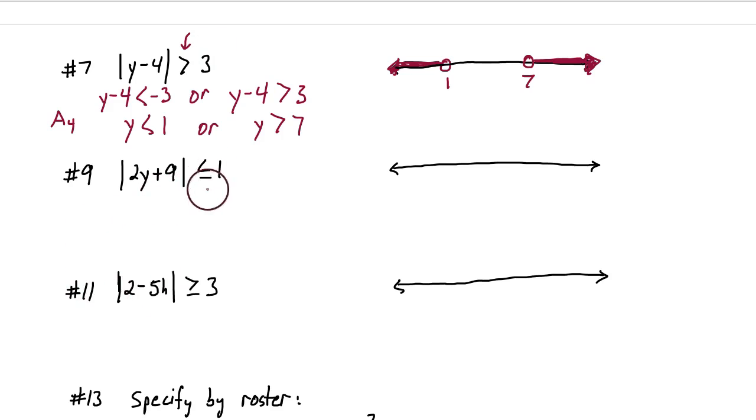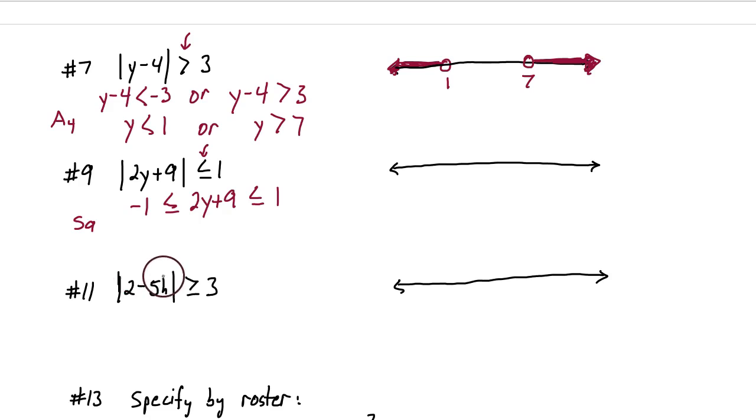Okay, number 9. This has a less than symbol. So to rewrite it, you take the negative of the number on the right, copy down that less than or equal to, put the expression that was in the bars, put the less than or equal to again, and put positive 1. The expression from in the bars gets sandwiched in between the negative and positive version of this number on the right. Now let's solve this.